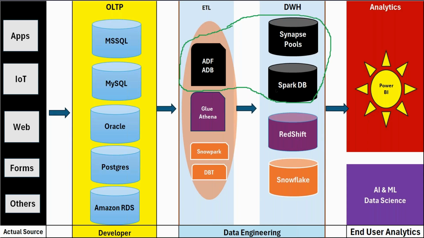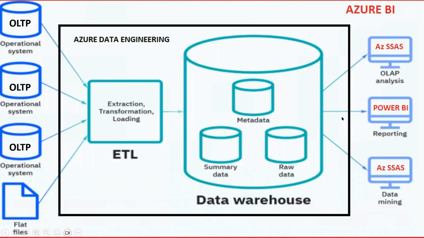To make it more simplified, as a data engineer, we need to read data from operational databases we call OLTP, as well as non-database unstructured sources like files. Using ETL, once again, what are the two ETLs we have? Azure Data Factory and Azure Databricks, okay? Two different ETLs. And two warehouses, what are the two different warehouses we have? One is Synapse, the other one, Spark database.